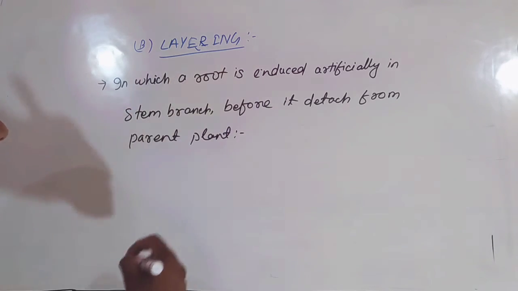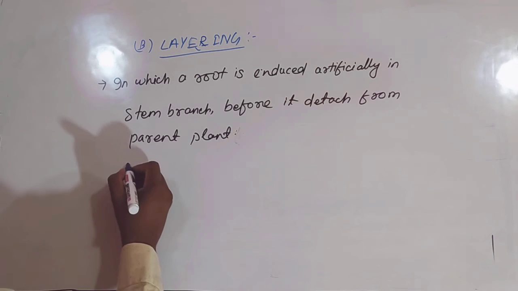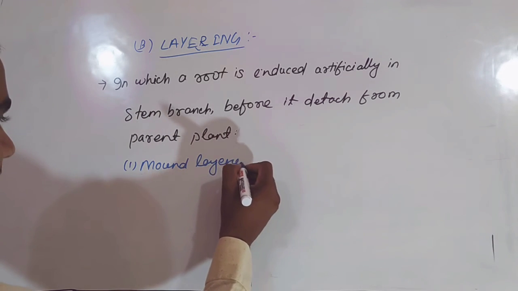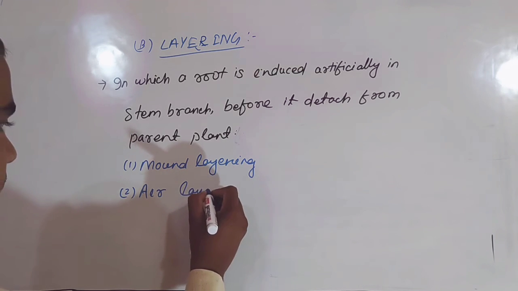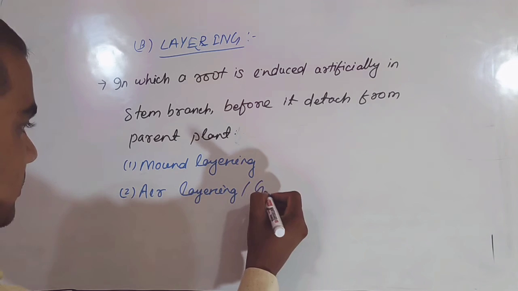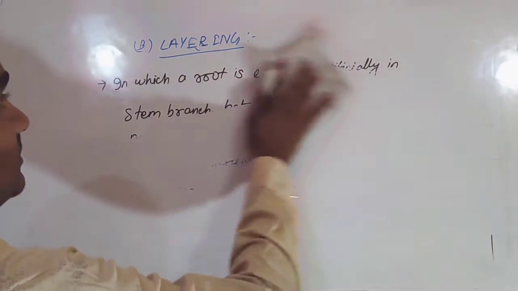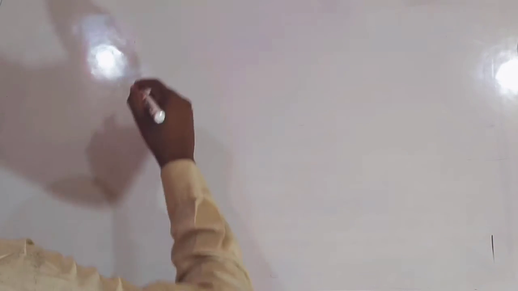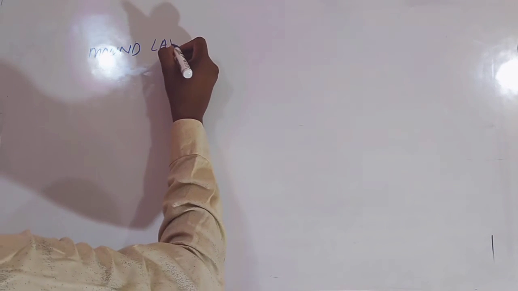And there are two main types of layering, two methods. Number one, mound layering, and number two, air layering or Gutti method. So first we discuss about mound layering. Okay, mound layering is most common in some herbaceous plants.